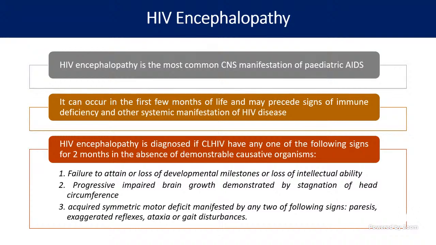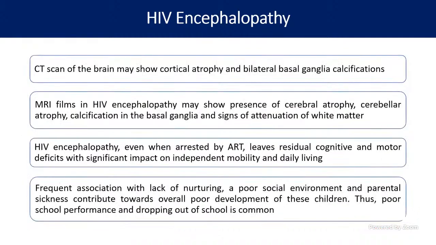So motor deficits are there, the child has paralysis, or when you are testing, the knee reflexes are very exaggerated, or the child tends to have ataxia, or movement disorders are there, the child is unable to walk, then this is definitely a sign of HIV encephalopathy. Okay. How should you monitor? In every visit you have to examine these babies. And you have to see if any signs are there, you have to pick up early for the development.